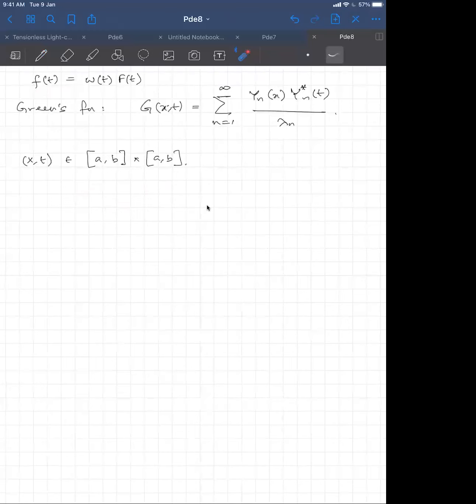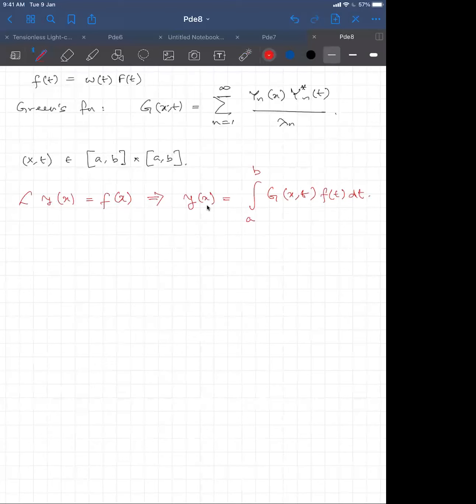So in this sense, you can say that the Green's function provides a formal inverse to a particular differential operator. So for example, if you have L of y of x is equal to f of x, then in that case, y of x is equal to the integral from a to b of g of x, t f of t dt.